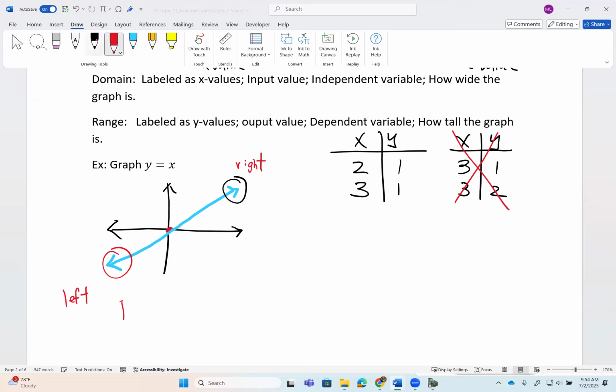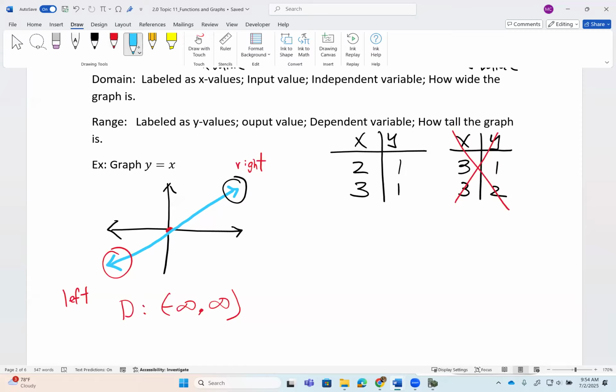So your domain, your x values, are coming from negative infinity, small to large, all the way to positive infinity. So that tells you how wide the graph is. The graph is coming from negative infinity all the way to positive infinity. And when we say domain, we are thinking about how wide the graph is, and we are also thinking about all the x values on this line.